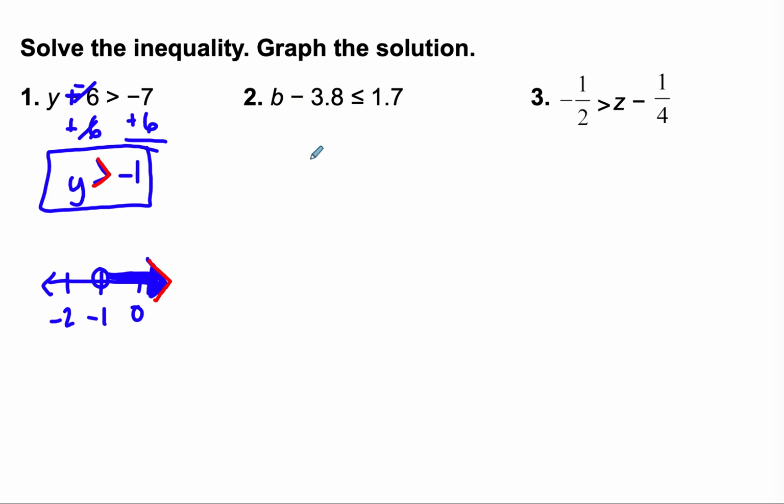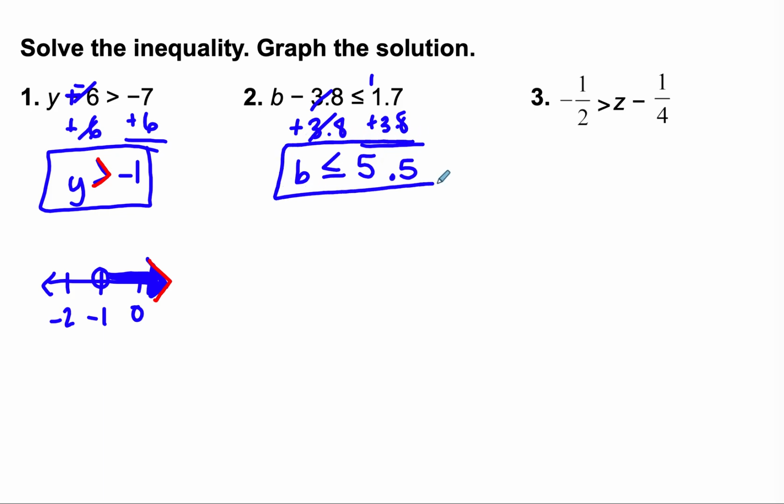All right, let's take a look at 2. B minus 3 and 8/10 is less than or equal to 1 and 7/10. So I'm going to add 3 and 8/10 to both sides of my inequality. I'm going to line up decimals the best I can. B is less than or equal to, same signs, find the sum. 7 plus 8 is 15. Bring down the decimal. 1 plus 1 is 2, plus 3 is 5. So B is less than or equal to 5.5.